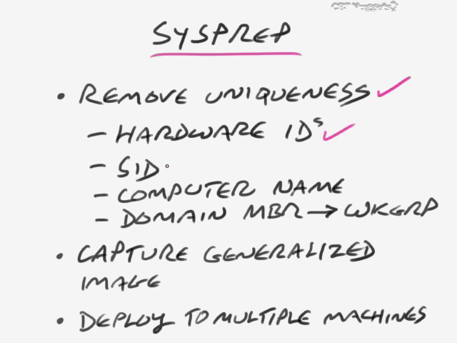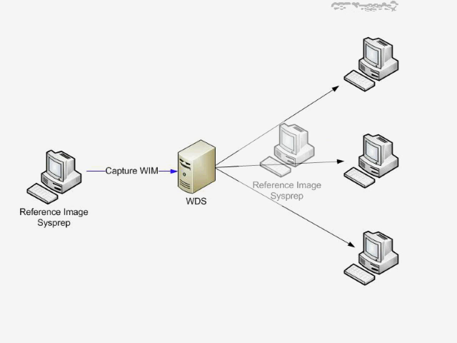Also, it'll remove security identifiers. Each computer has a unique security identifier that it cannot have duplicated anywhere, otherwise that causes problems. Also, computer names have to be unique on the network, so I want that to be neutralized. And if I have domain membership on my reference computer, I want to remove that and change that over to a workgroup, and that's exactly what Sysprep will do for us, and I'll show you that here.